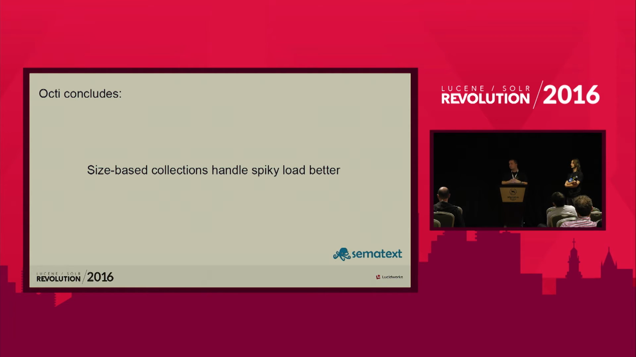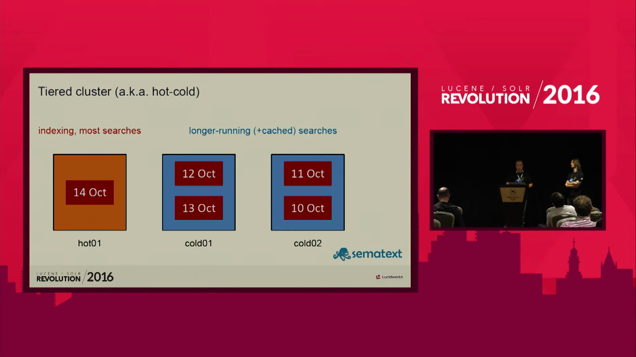And the general conclusion for that part is that size-based collections allow us to handle spiky load better. We can flatten the load, we can control that, and be able to predict what our environment is capable of, which is crucial in that kind of situation, which we will get to a bit later. Of course, this is not the only thing we can do.